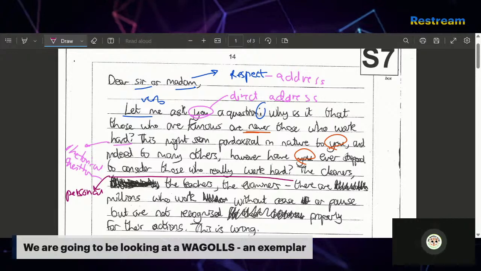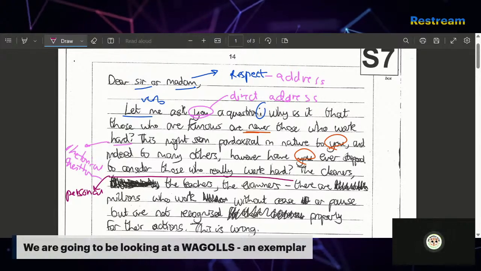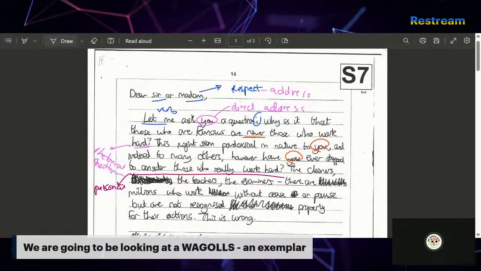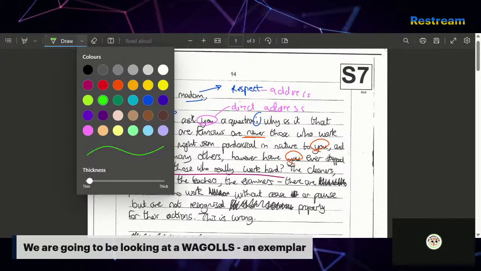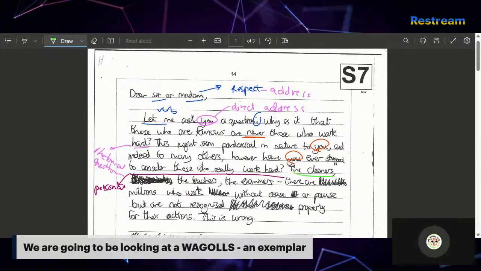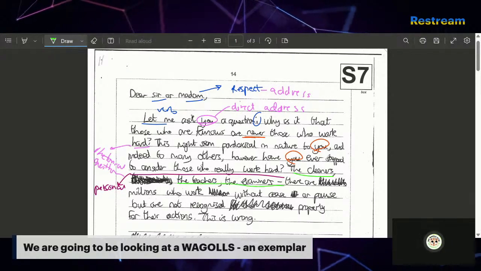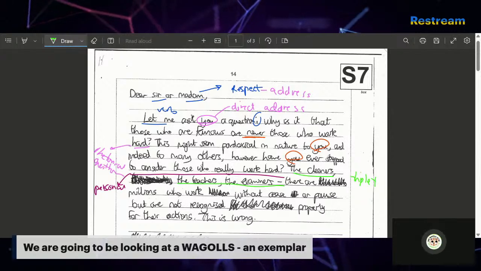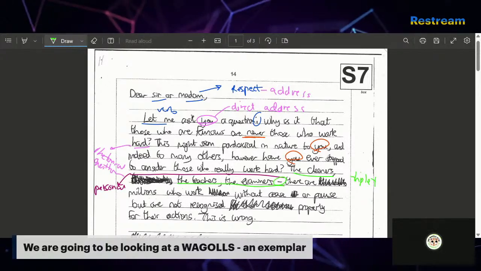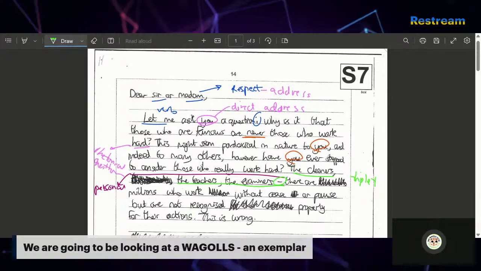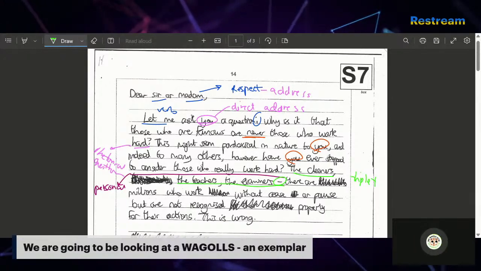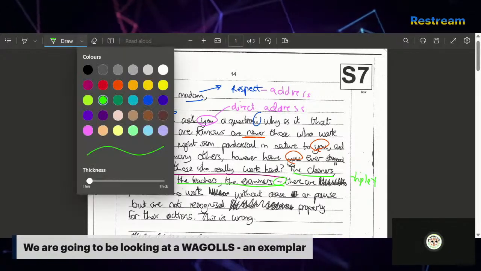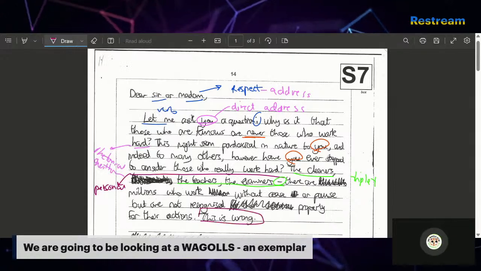"The cleaners, the teachers, the examiners." Now, first of all, this is a triplet and it's also use of punctuation. So we've got a triplet here. And then we've got use of a dash, which is another punctuation method. "There are millions who work hard without cease or pause, but are not recognized properly for their actions. This is wrong." Now look at the impact of this final sentence here.